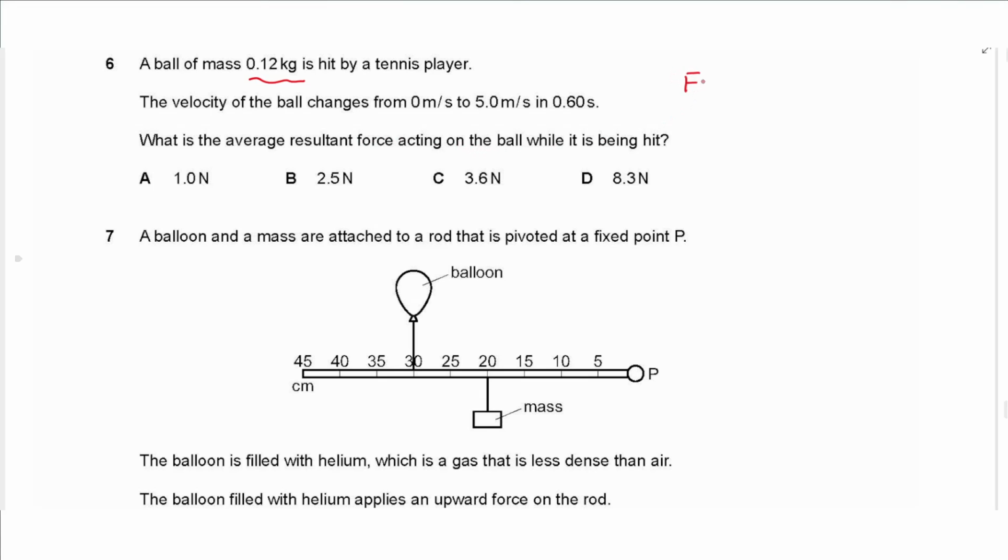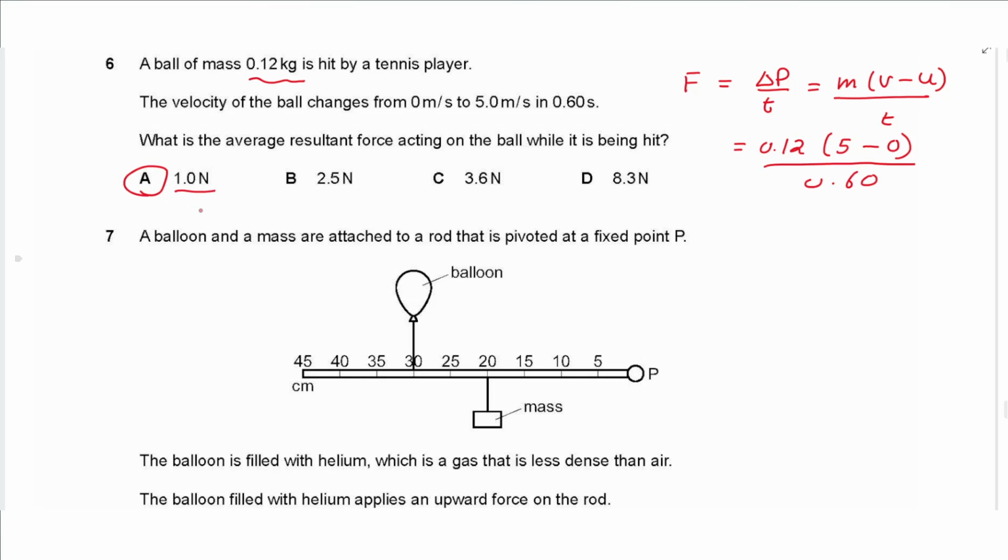So we can calculate force is equal to change in momentum over time, or m multiplied by the change in velocity, v minus u, over time. So we have the mass is 0.12 multiplied by the final velocity 5 minus 0, and then we divide by the time 0.60. That gives an exact value of 1.0 newton. So the answer is A.